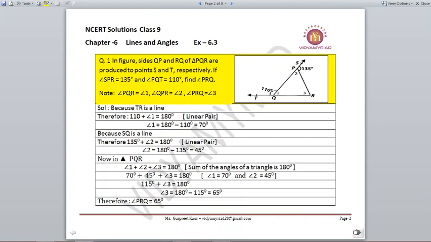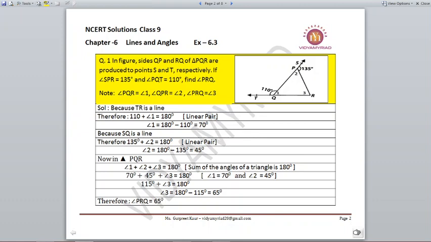Let's consider TR as a line and you have on that SQ. On that, if you see, there are two angles, 110 and angle 1, which form a linear pair. So I can easily find out angle 1 by subtracting it from 180 degrees. I get 70 degrees. So angle 1 I have found is 70 degrees. Now another thing, SQ is also a line, and if I say PR a line on your SQ, you have again two angles, 135 degrees and angle 2, whose sum will be equal to 180 degrees because of the linear pair. So I can easily find out angle 2 as 45 degrees.